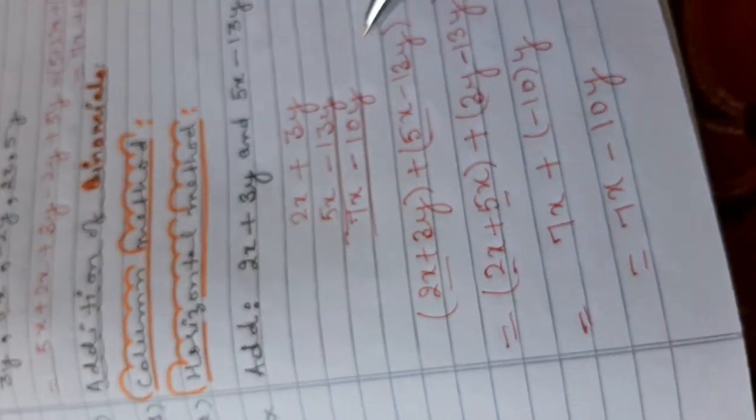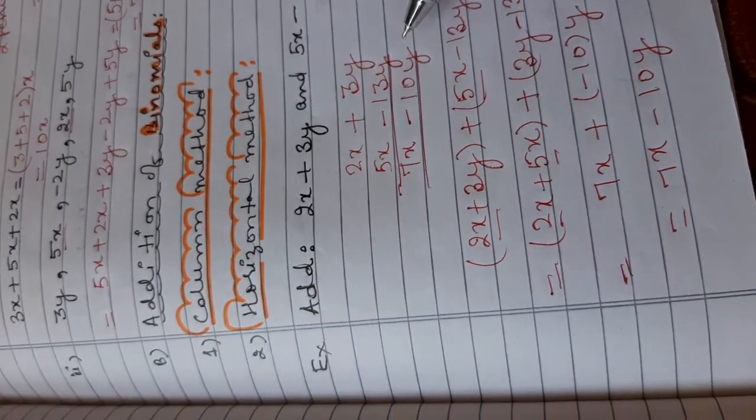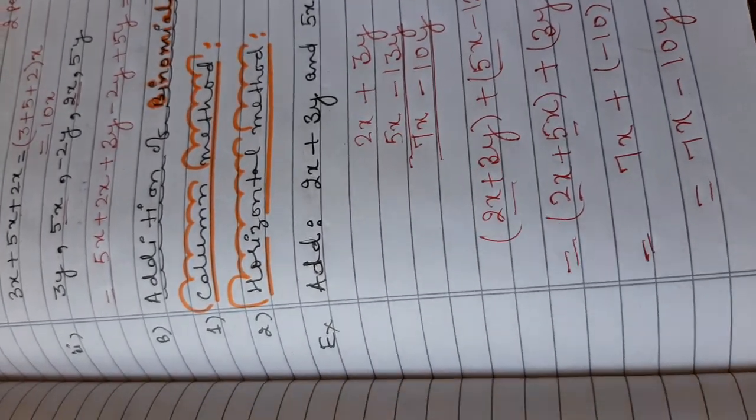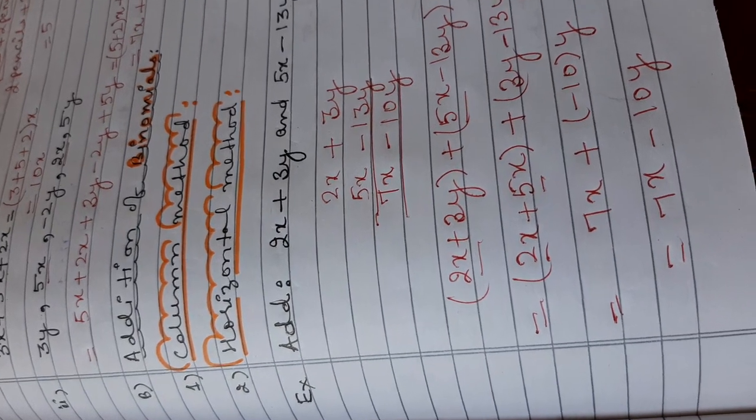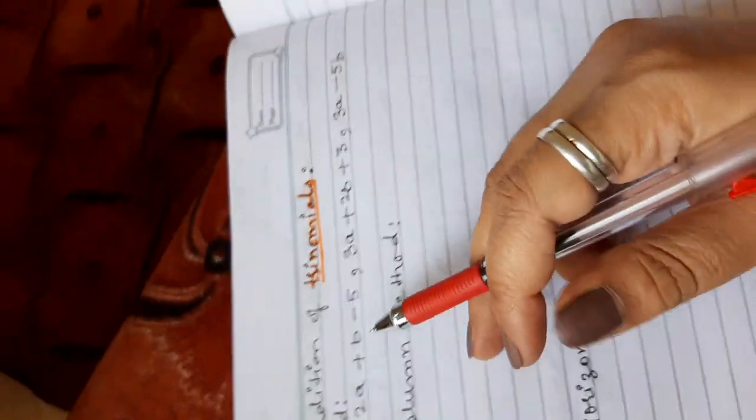So you can see, students, compare these two answers, both the answers are the same, either we do it by column method or by horizontal method. Let us understand how to add trinomials now. This I have taken.